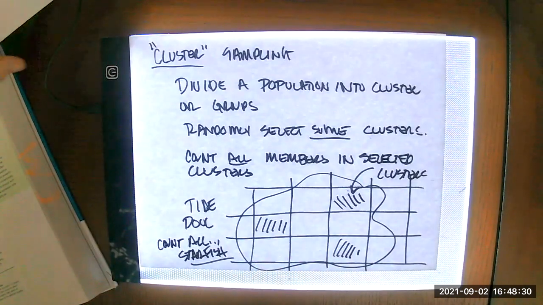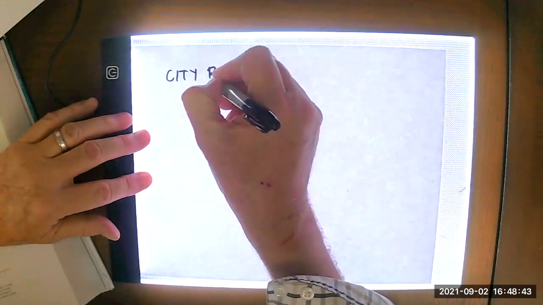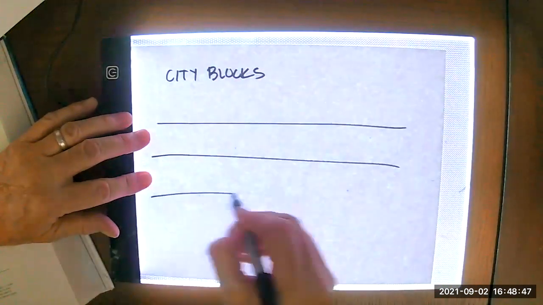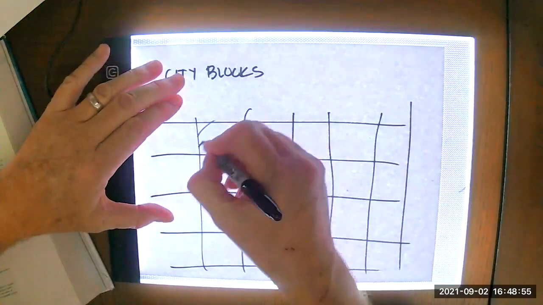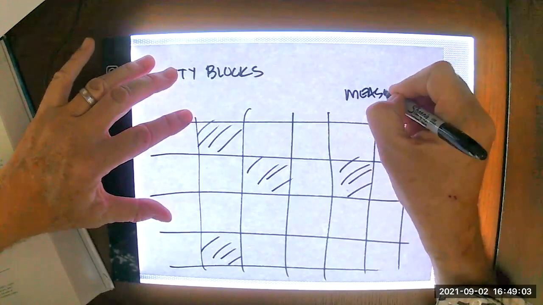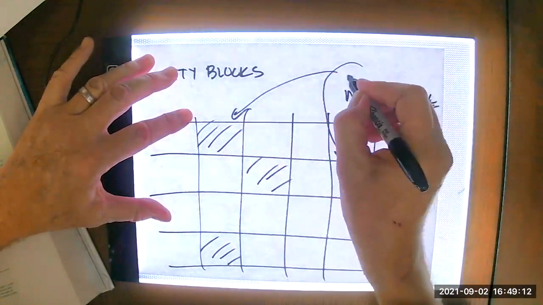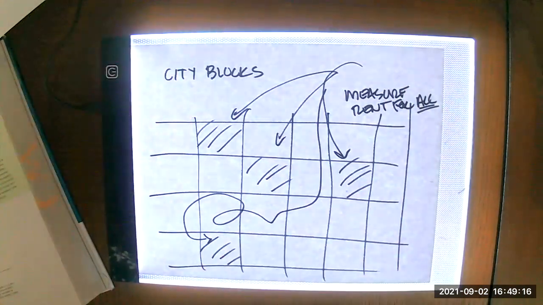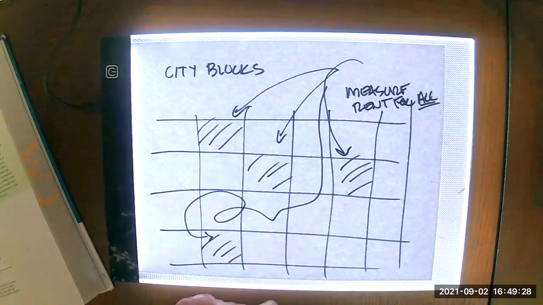I'm going to give you another example. If we take city blocks, they form natural clusters. We might randomly select some of these city blocks and measure rent for all that live in those selected clusters. And it really gives a nice sort of way to do certain things. I'll let you read more about those, but this is one of the more difficult ones.